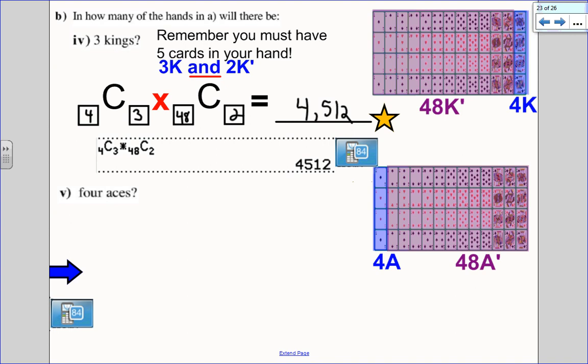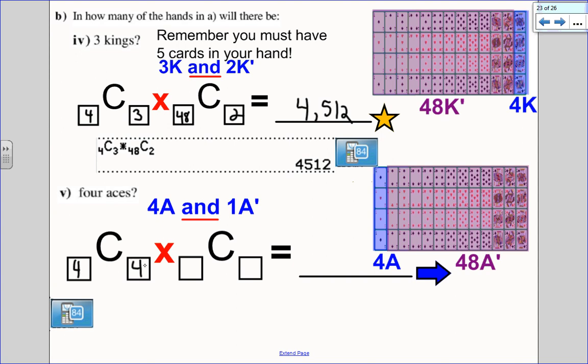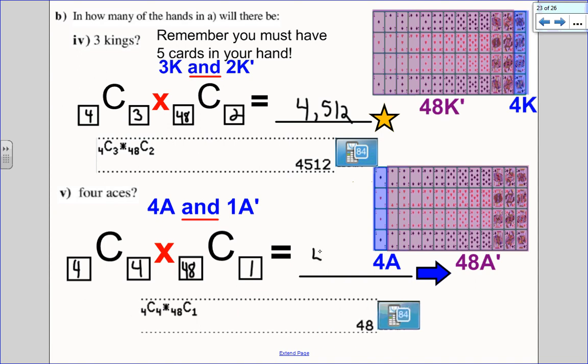Okay, the next question, I have 4 aces. Again, remember you have to have 5 cards in your hand. So you can see I've highlighted the 4 aces, and there are 48 not aces in the deck. Okay, so this is what we're going to be looking at. 4 aces. I want all 4 of them. So 4C4. And then I have 1 card left, and I don't want it to be an ace. So there's 48 not aces, and I want 1 of those. So multiplying that together, I get 48 different 5-card hands.